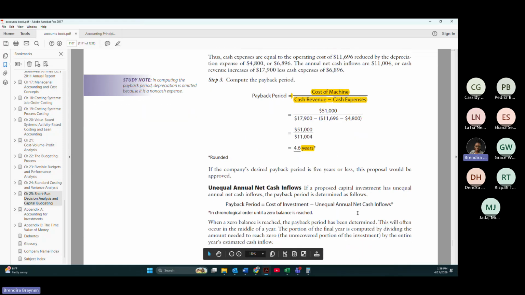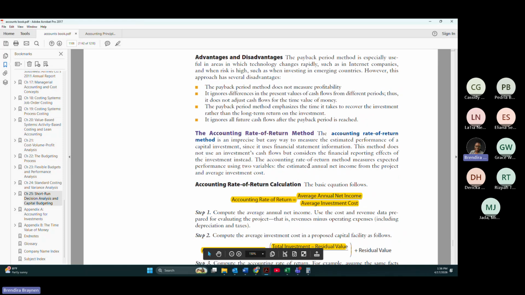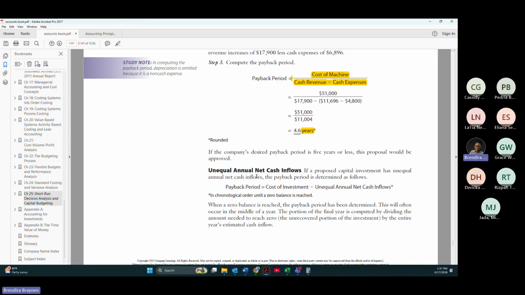Okay. And if it was an unequal payment, what you do is you look at all of the payments received and you try to find out, okay, how long does it take before we add back to the amount we initially spent. And so that's that one that I would have shown on the board as well too.